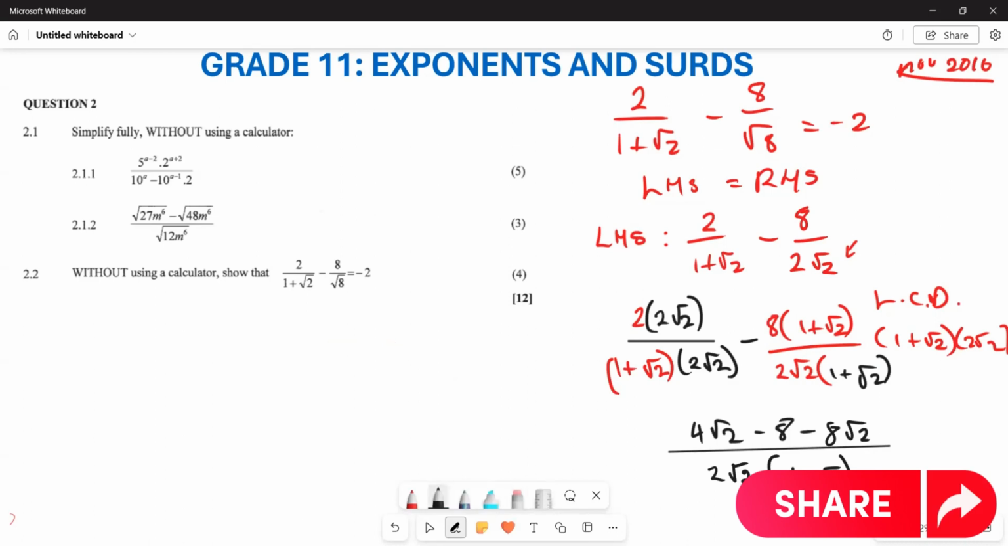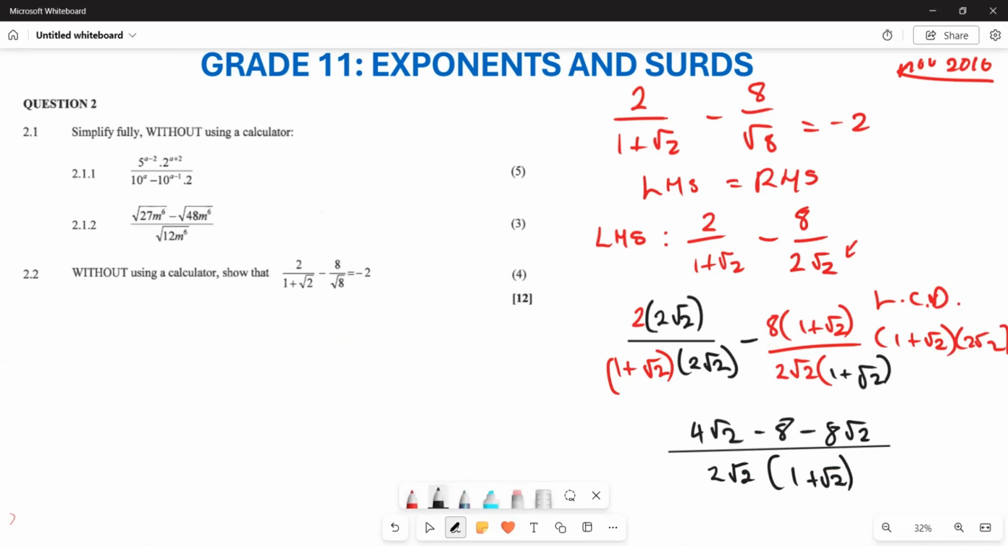Now, I want us to group the like terms in our numerator and see. So now in our numerator, if you group the like terms, this is going to be the same as what? If you are saying 4 root 2 subtract your 8 root 2, what is it that you're going to have? Now this is going to be the same as negative 4 root 2 subtract your 8, divided by 2 root 2 into bracket 1 plus root 2.